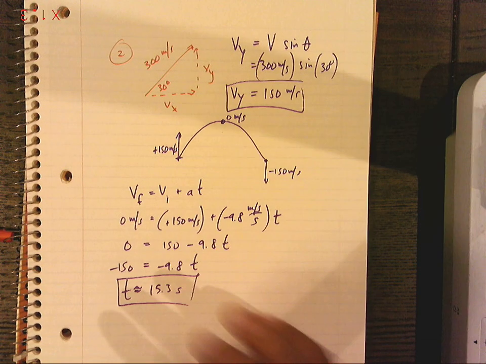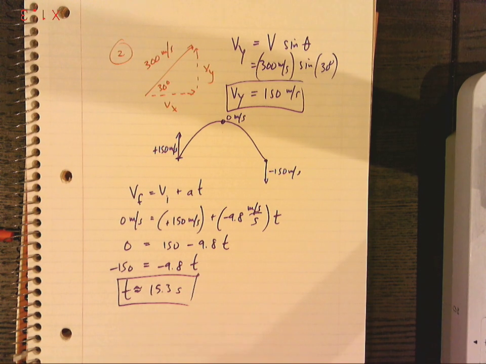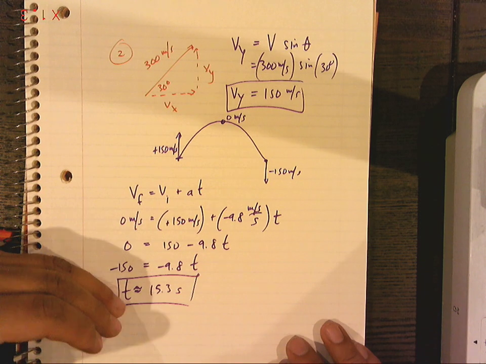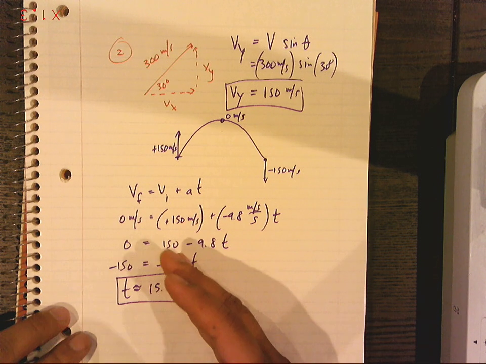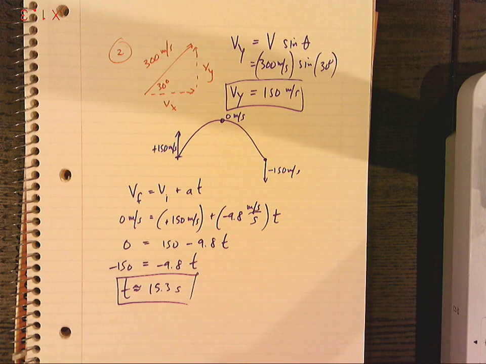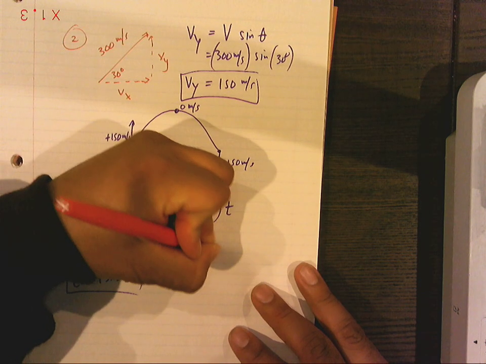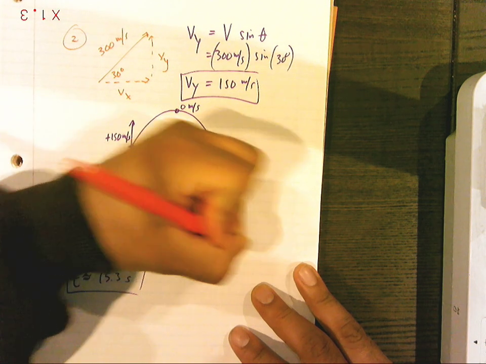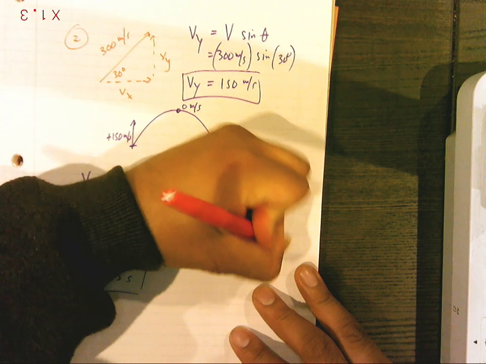Am I done yet? No, I'm not done. Why am I not done? Because they didn't want the time it takes. But I need the time to find the max height, because the next equation is going to be distance in the y. Distance in the y equals vi times t plus 1/2 at squared.